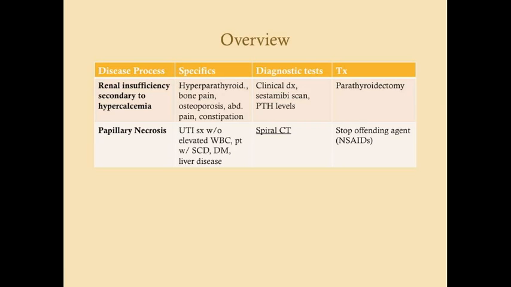Once we get that UA in these patients and they have these UTI symptoms but no elevated white cells and no elevated nitrites, etc., then we can start suspecting papillary necrosis, and the definitive diagnosis for papillary necrosis is a spiral CT. And the treatment for papillary necrosis is to stop the offending agent, which is most commonly NSAIDs. And that is the end of tubulointerstitial disease.